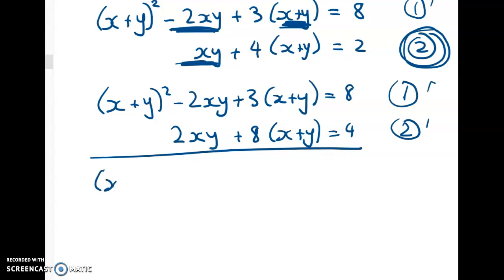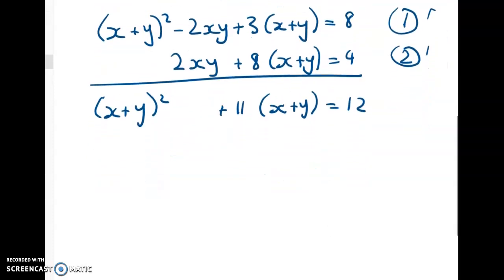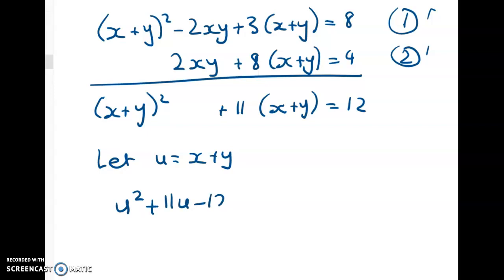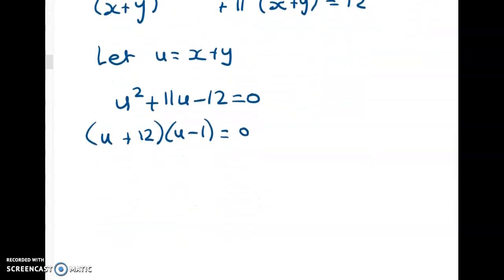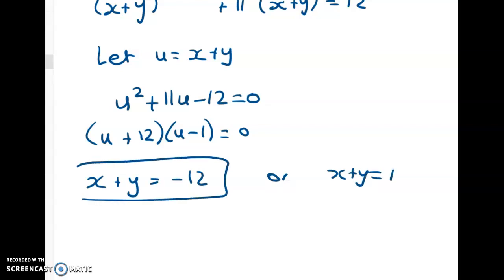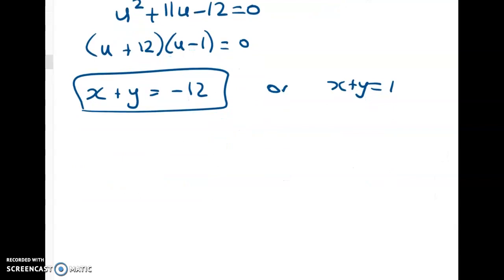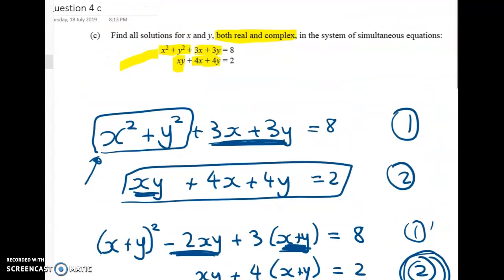Adding them gives me (x plus y) squared plus 11 times (x plus y) is equal to 12. And now I've got a little quadratic. So we'll let u equal x plus y and we'll solve for u. u squared plus 11u minus 12 equals 0. (u plus 12) times (u minus 1) is equal to 0. So that gives me, going back to x plus y, x plus y is equal to negative 12, or x plus y is equal to 1. So we'll work with this one first and we'll come back to x plus y is equal to 1.